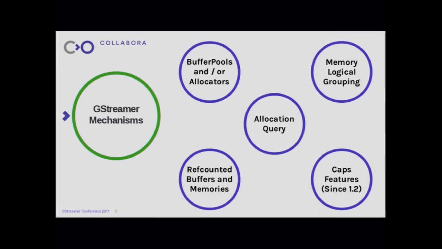And when nothing fits anymore, like when you have something so different that it's no longer representable on the CPU, as an example, and there's no way to get the memory, there's the caps feature that was added in 1.2 that can be used.